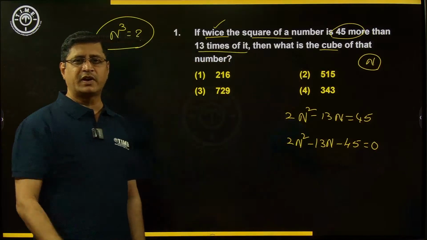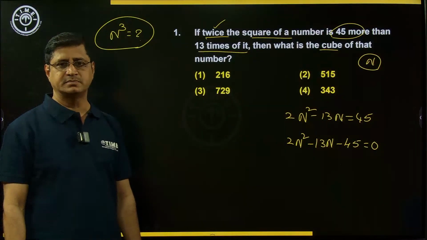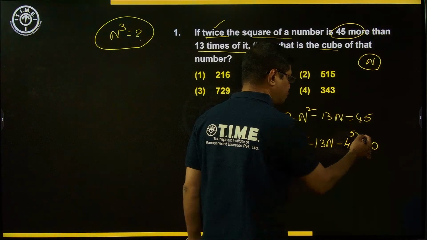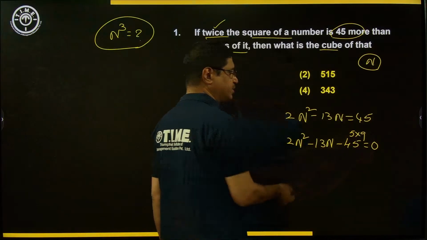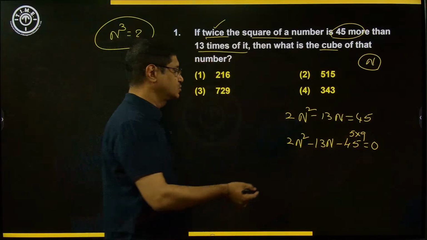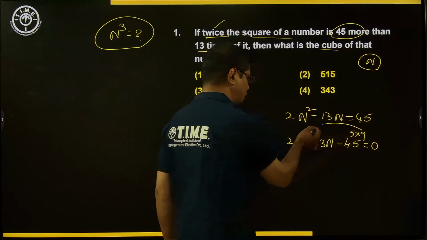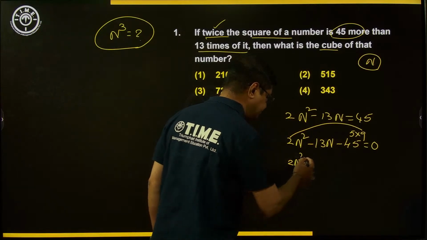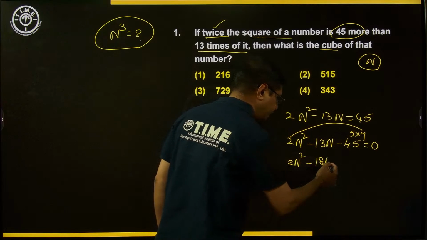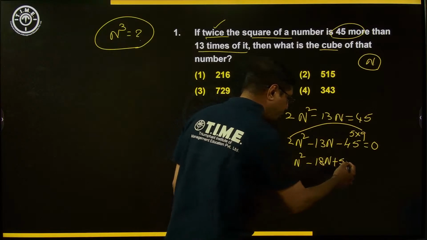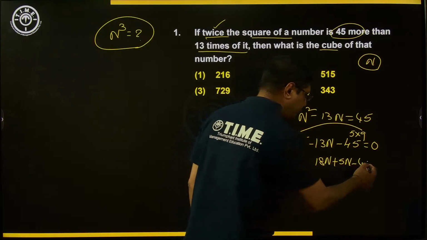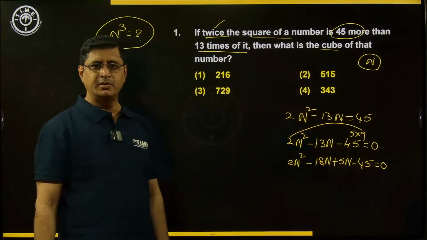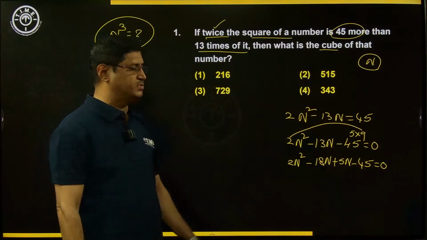Yes, my dear students, please find out the roots of this quadratic equation. Now what about the factors here? Just find out. 45 means 5 into 9. The middle term is minus 13. So how to get minus 13 means 2 times of 9, that is 18. 2n square minus 18n plus 5n minus 45 is equal to 0. Minus 18 plus 5, that is equal to middle term minus 13n.